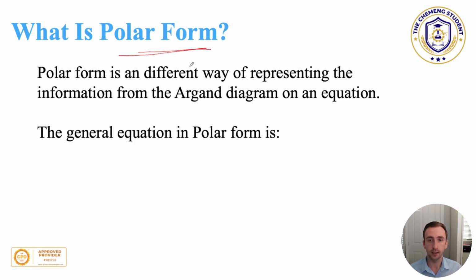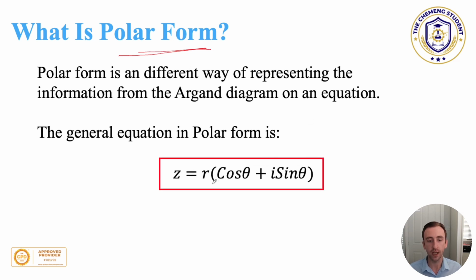The general equation for polar form is as follows. We have r, multiplied by the cos of the argument plus i sine of the argument, both of them added together, where r is the modulus. And you can see here it still holds the same form, in that the cos is for the real part and the sine is for the imaginary part. So it still keeps that same form.